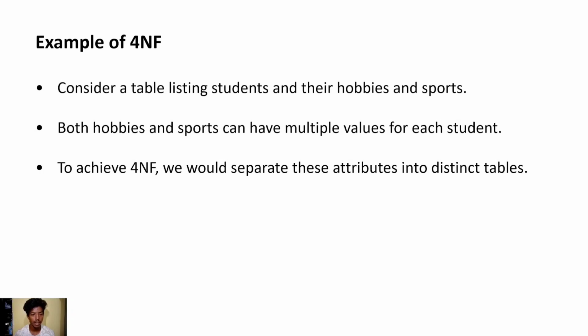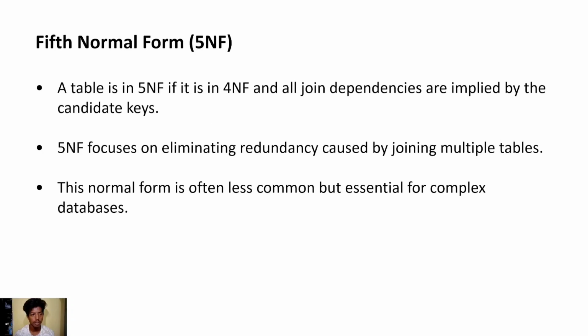Example of 4NF. Consider a table listing students and their hobbies and sports. Both hobbies and sports have multiple values for each student. To achieve 4NF, we should separate these attributes into distinct tables.